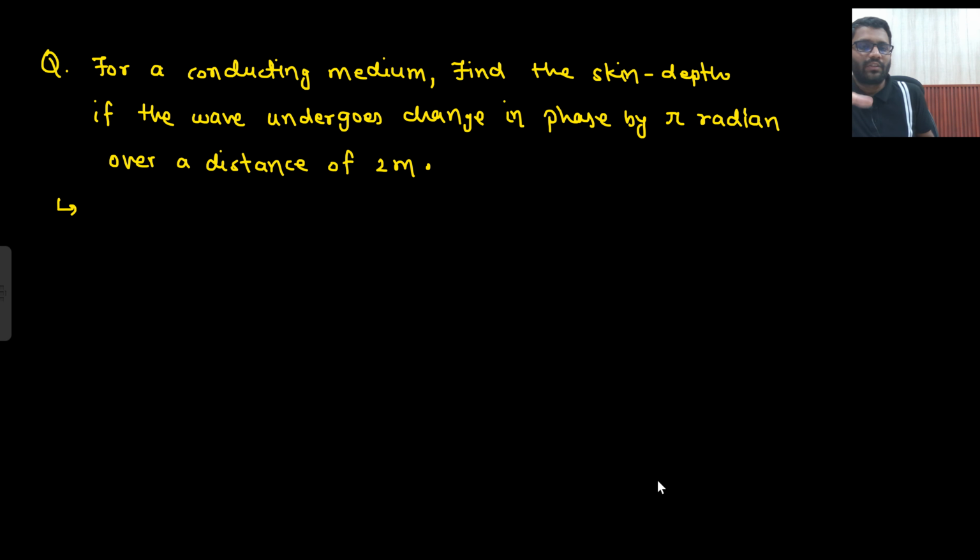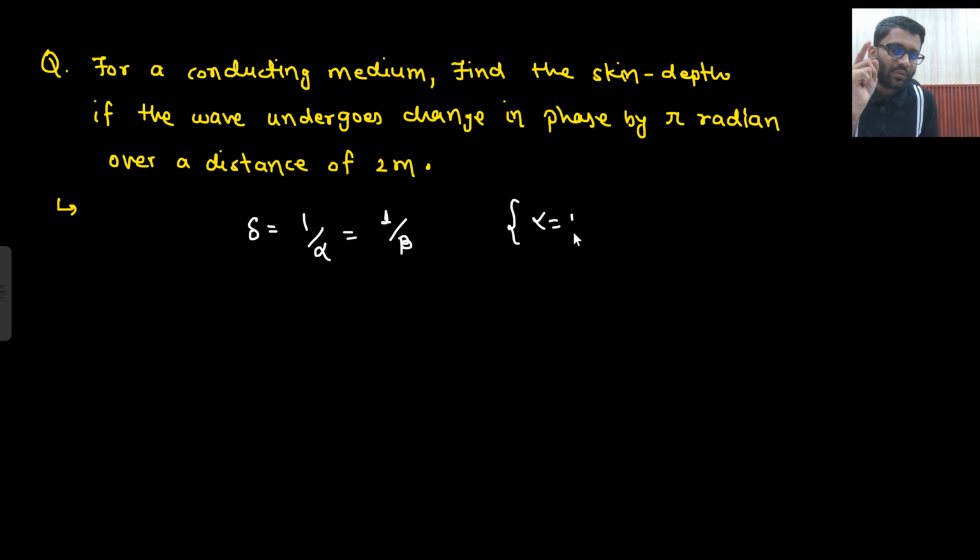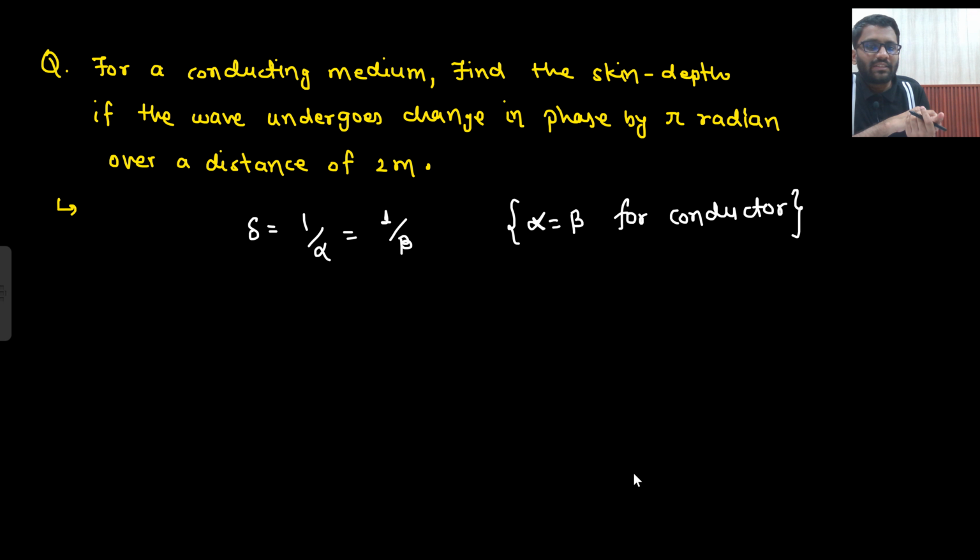Again, do not confuse yourself with the formulas. For a conducting medium, find the skin depth. You need to find the skin depth, which is equal to 1 by alpha, or you can say it is equal to 1 by beta, because for a conducting medium, alpha is equal to beta. So this is what we need to find. Now, what is the information that has been given to you? The wave undergoes a change in phase by pi radian over a distance of 2 meter.